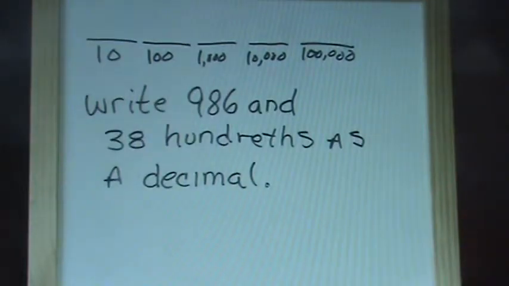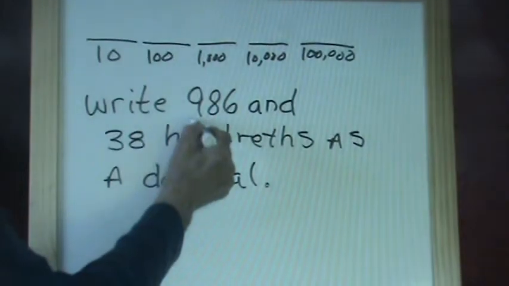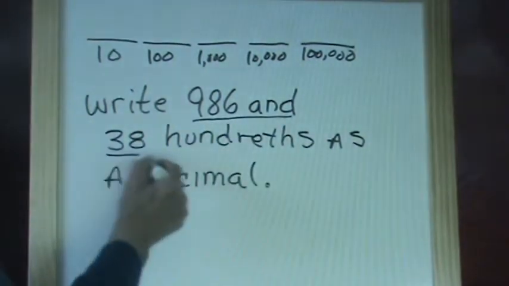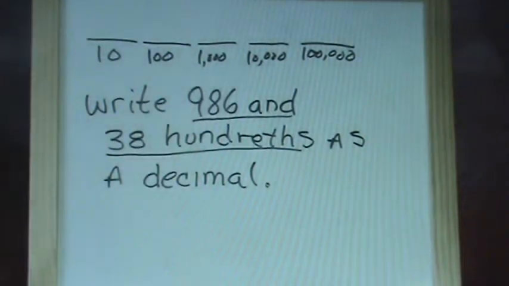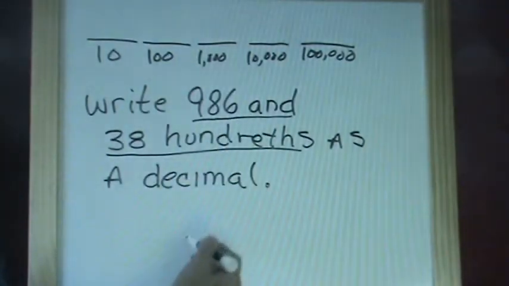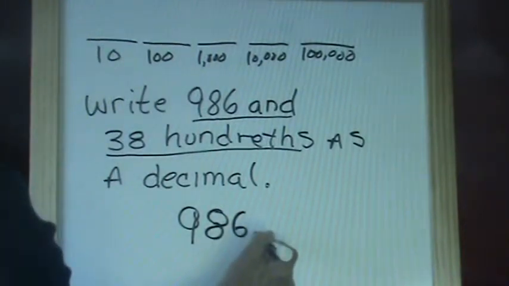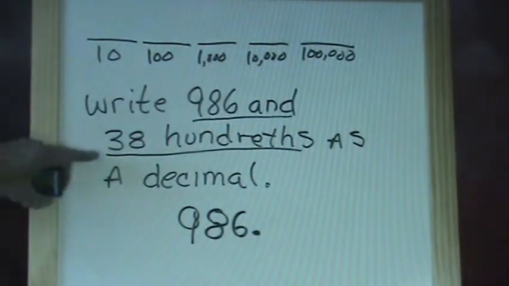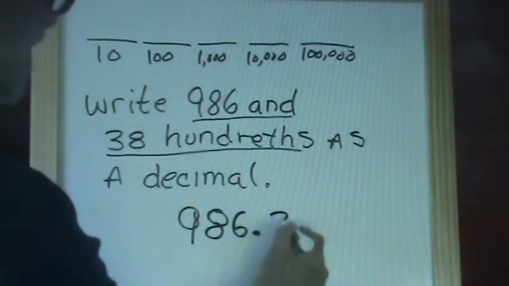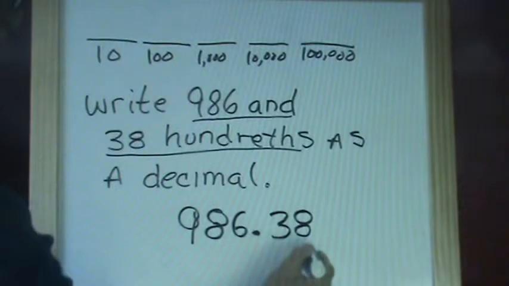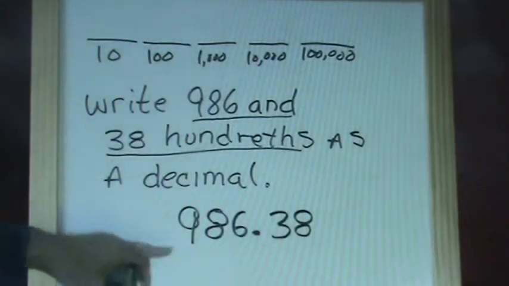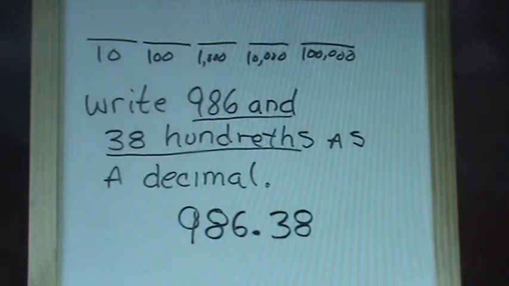Our next problem says write 986 and 38 hundredths as a decimal. Well, we know this is a mixed decimal. We have 986, that's our whole number, and now 38 hundredths. 986 and 38 hundredths.